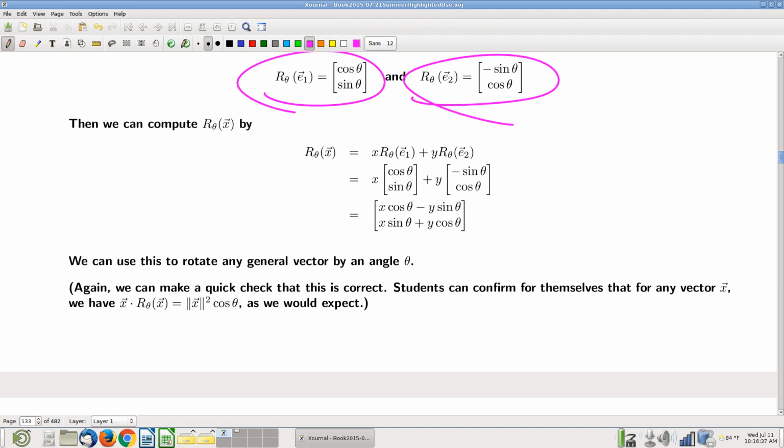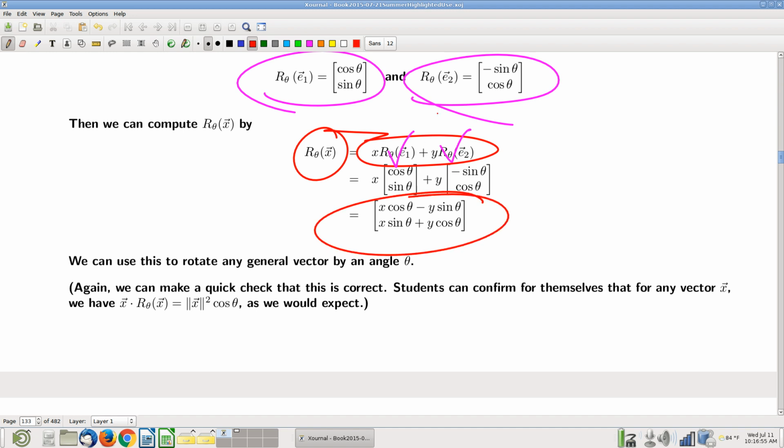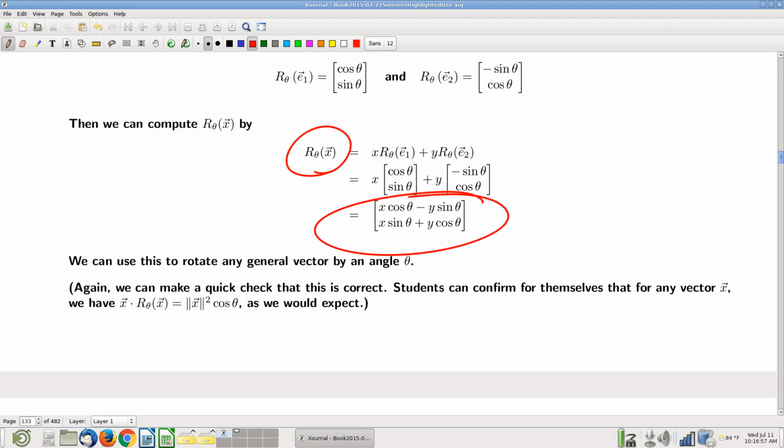That does all the work for us then. Linearity tells me that whatever I want to rotate, it's going to be a combination of the rotations of the standard basis vectors. We just got through computing those two things, and out comes our complete formula for how to compute that rotation. This will rotate any vector in R2.